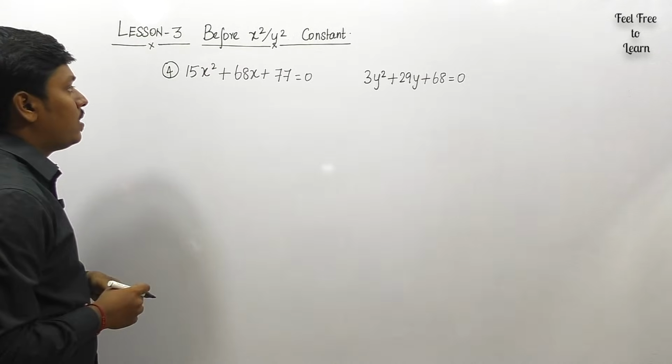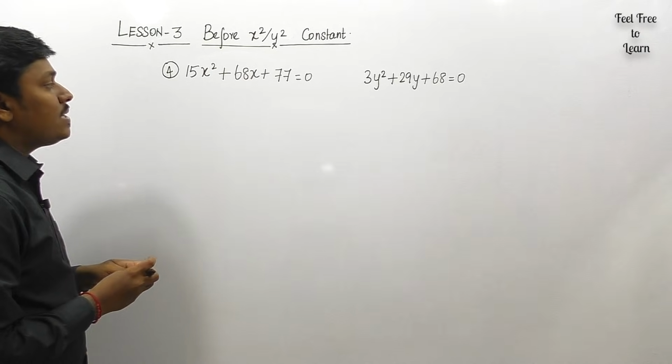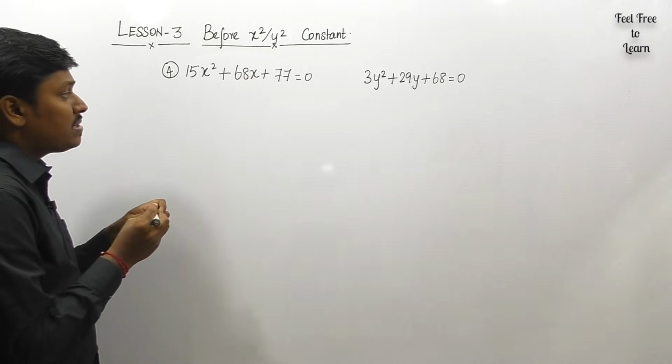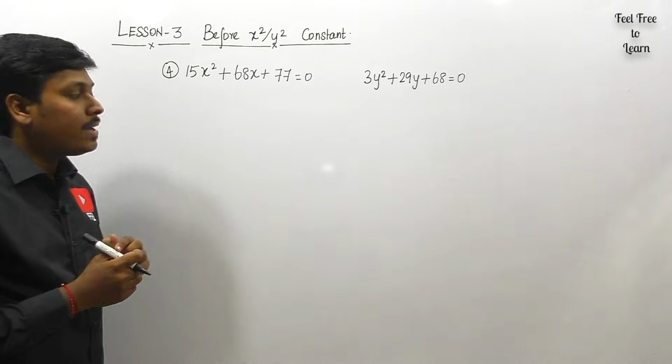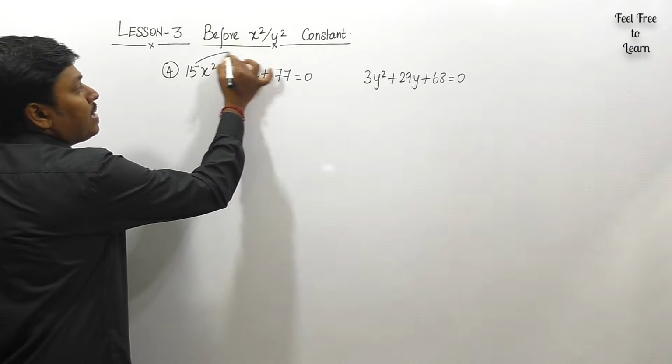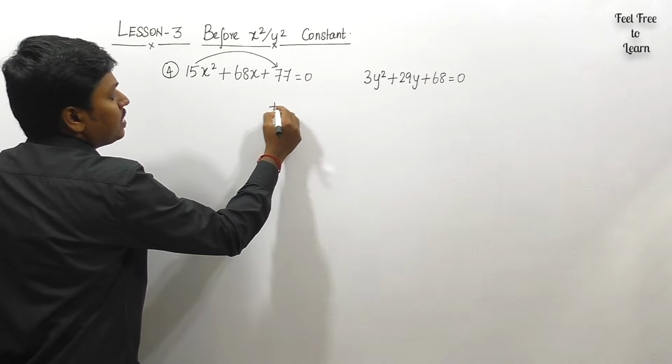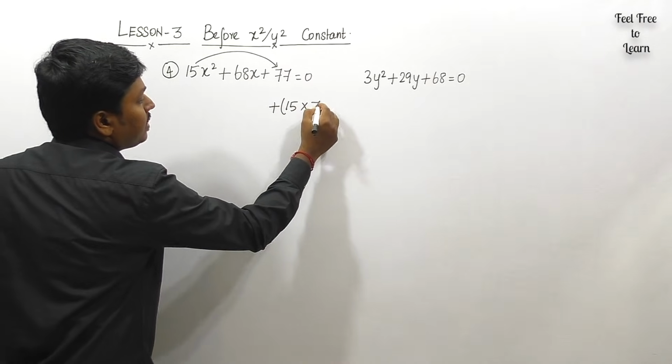Question number 4. So 15x square plus 68x plus 77 is equal to 0. So it's a quadratic equation. Similarly, the second expression is also a quadratic equation. So friends, first of all, we need to multiply this 15 into 77. So 15 into 77.